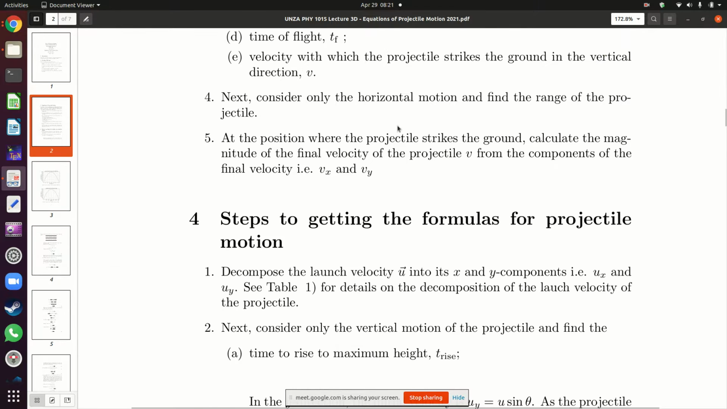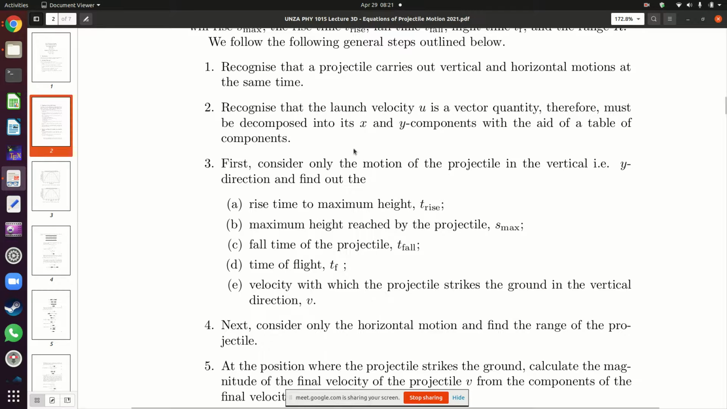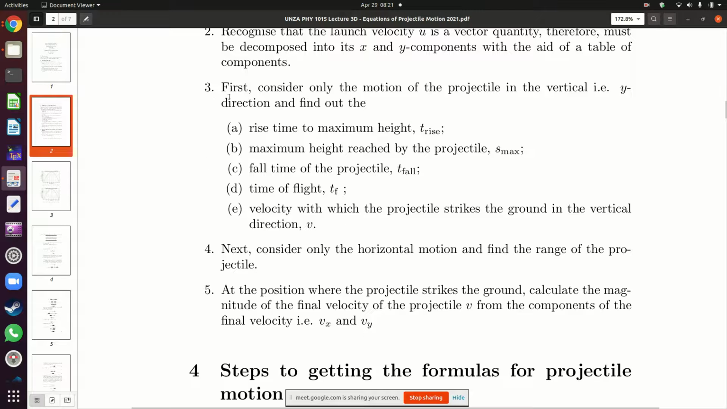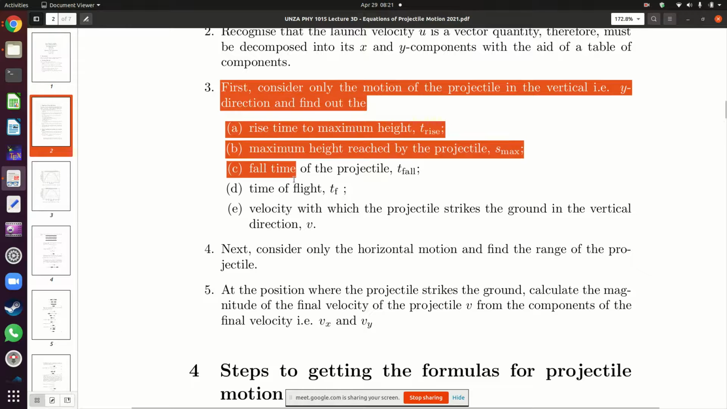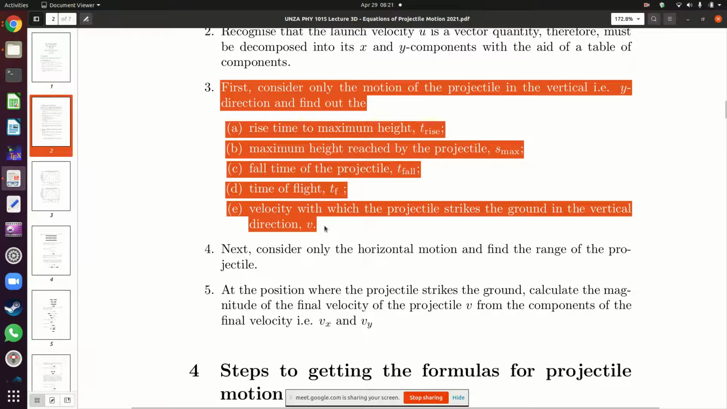The next thing you do, after you decompose your launch velocity into ux and uy, is we only look at what's happening in the y direction. We forget about what's happening in the x direction, because you can always tell what the velocity in the x direction is. Because the velocity is constant, it's not going to change. So we don't have to concentrate too much on it.